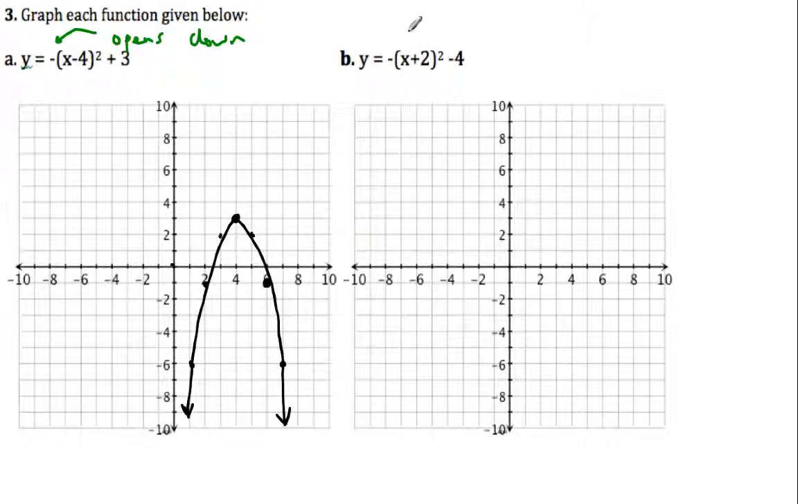Okay, and so again here, this one is opening down, so we're going to have to account for that. It's x plus 2 squared, so it shifts it left 2, and then it's minus 4, so we go down 4. 1, 2, 3, 4. We start right here. Okay, and so then from this point, we're going to go right 1, down 1, right 2, down 4. Now let's go left 1, down 1, and left 2, down 4. Right, and then that's kind of all we can do. We'll fill in our graph from there.